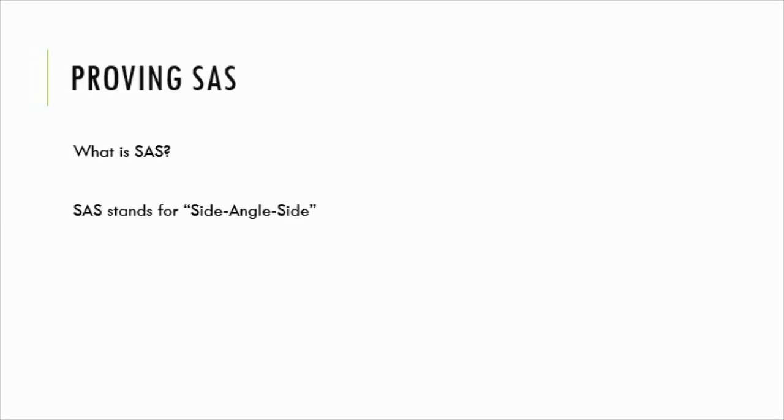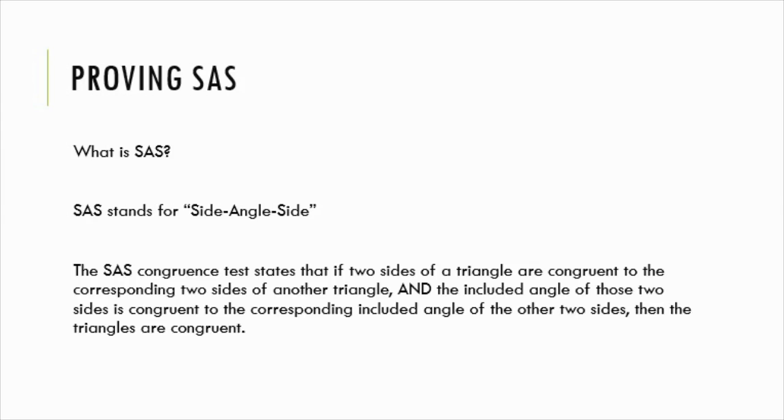SAS stands for side, angle, side. So instead of three sides, we're going to have two sides and an angle. Notice how the angle is in between the sides in the name. That's really important to using this postulate.